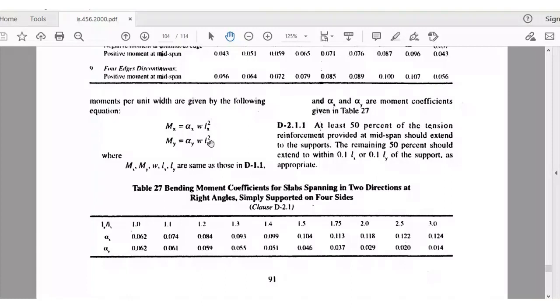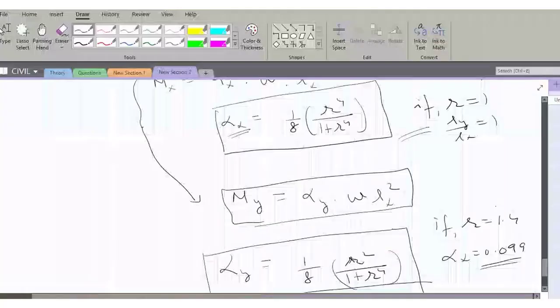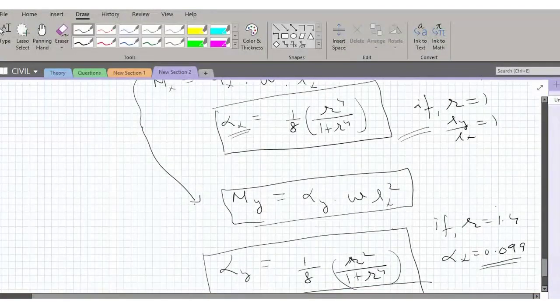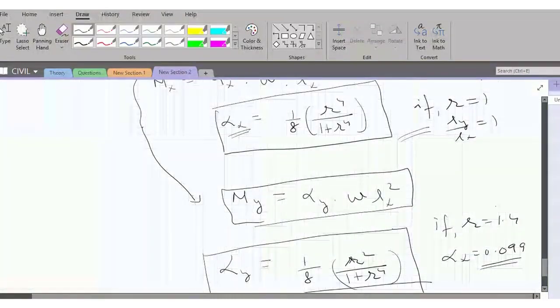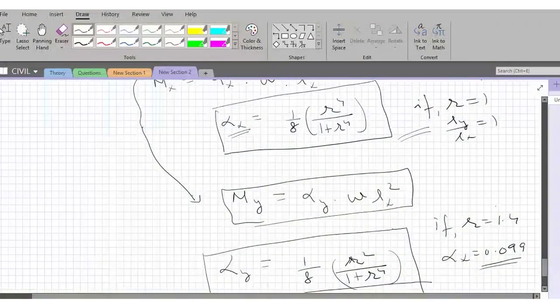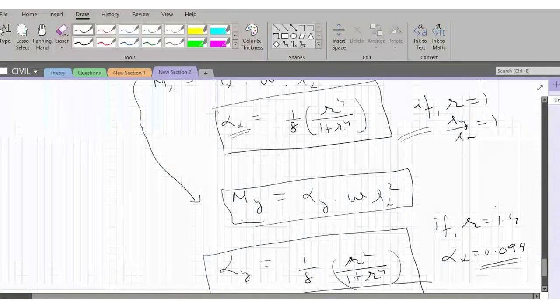So you have to be careful when you substitute the span for computing the respective bending moment. If you have any doubt related to this, I have considered only the simply supported case. Other cases I have not considered because they require rigorous mathematical calculation from plate theory. You will have a partial differential equation. You need to solve that differential equation considering boundary conditions, and definitely you will get the values of alpha x and alpha y based on that.